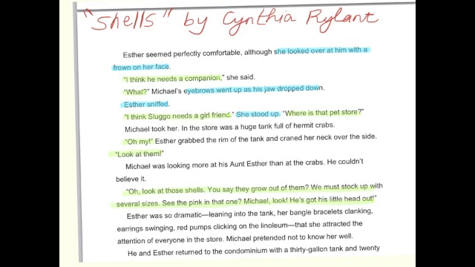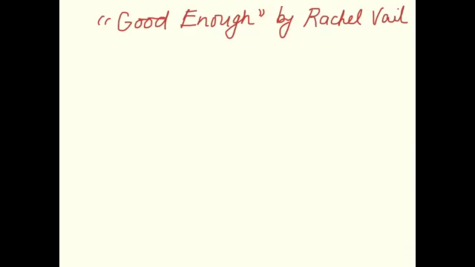And then Esther grabbed the rim of the tank and craned her neck over the side. That's awesome. I can totally picture that. It's a beautiful description. I can imagine this lady with her head going over the edge of the tank just being amazed at all the hermit crabs in there. This tells a big part of the story. I can see Aunt Esther coming out of her shell, so to speak.